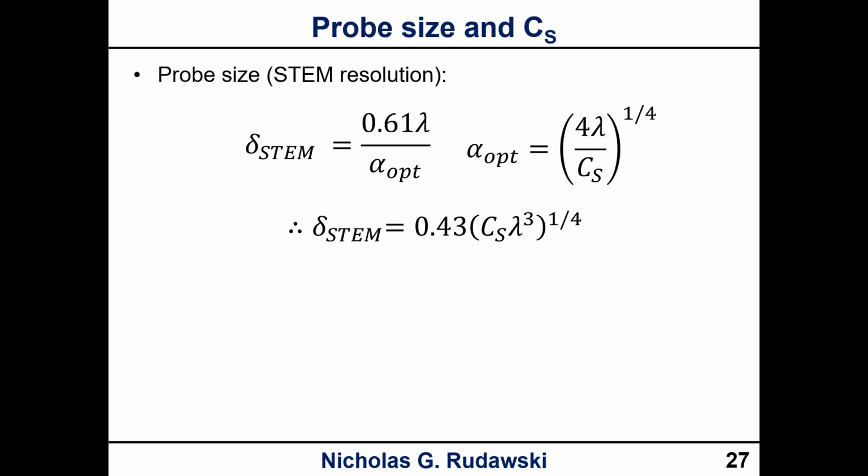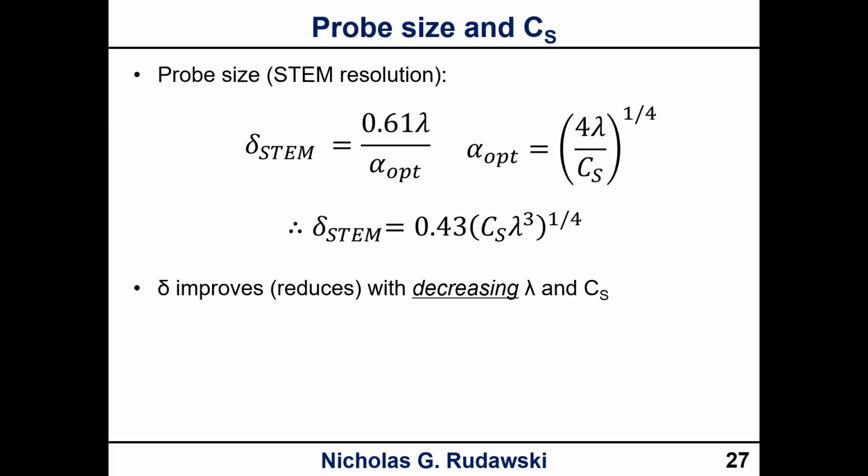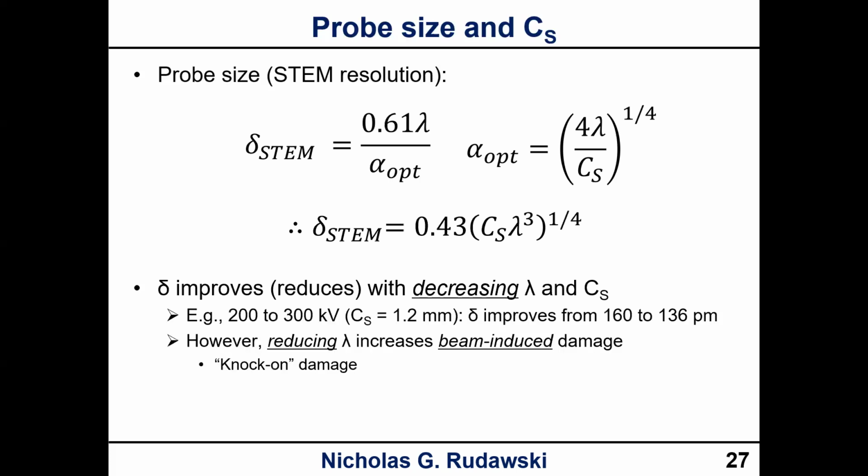And then we can also plug and chug. We can get an equation for delta in terms of just C sub S and lambda itself. And we see something that's intuitive here as well, okay? So as C sub S gets smaller, my delta gets smaller. And as my wavelength gets smaller, my delta also gets smaller, okay? So I improve the resolution by decreasing the wavelength and or C sub S, okay? So if I go from, for an example, if I go from 200 to 300 kilovolts, I get an improvement in delta, assuming C sub S is the same at 1.2 millimeters. It goes from 160 to 136 picometers, okay?